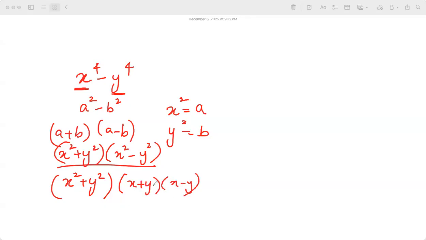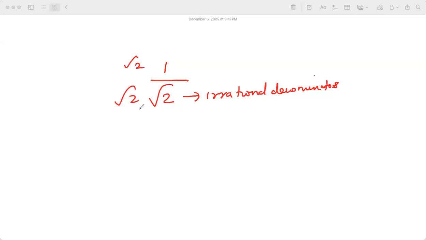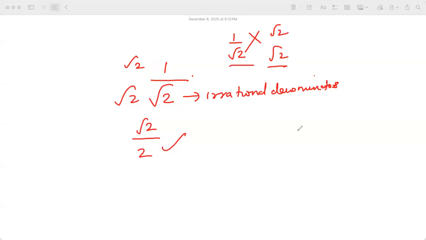Make sense? Now, in mathematics, you cannot have irrational denominators. If you have irrational denominators, that is not accepted. How to make it rational? Multiply by the same denominator. It becomes root 2 by 2. This is accepted. This is not accepted as an answer, but you can multiply by root 2, then they will accept. Root 2 times root 2 is 2.